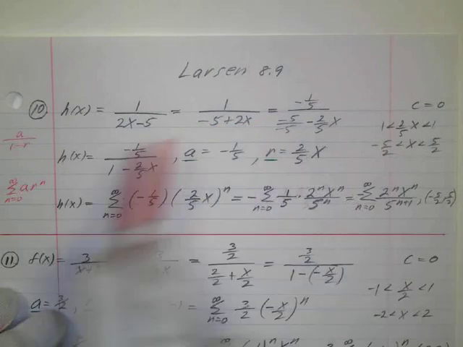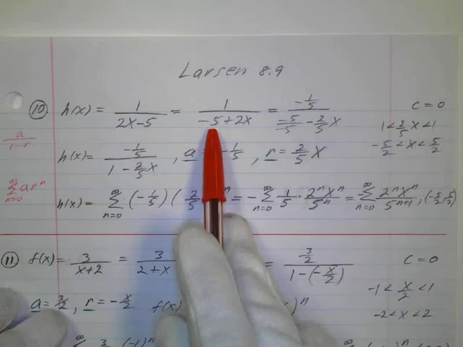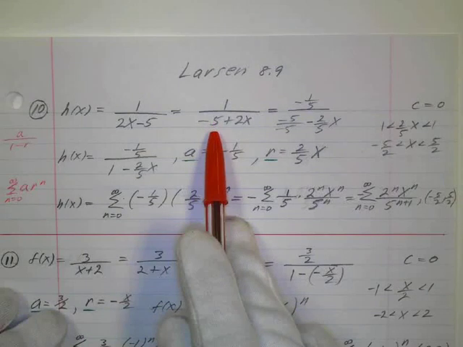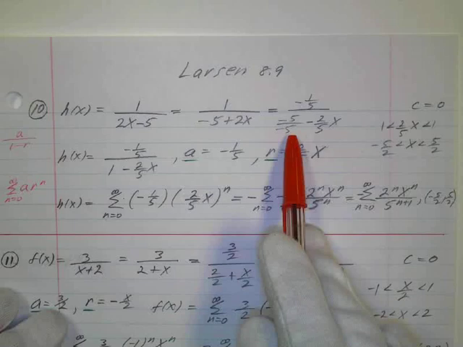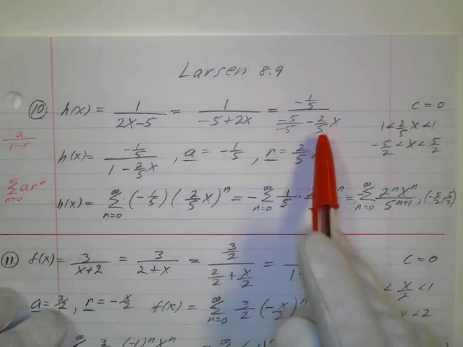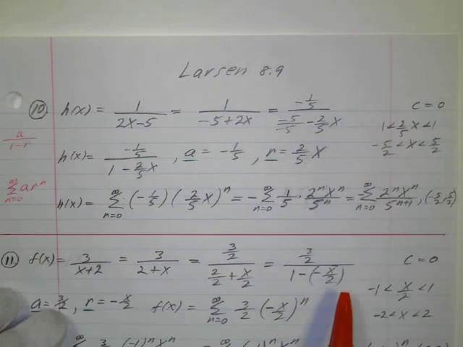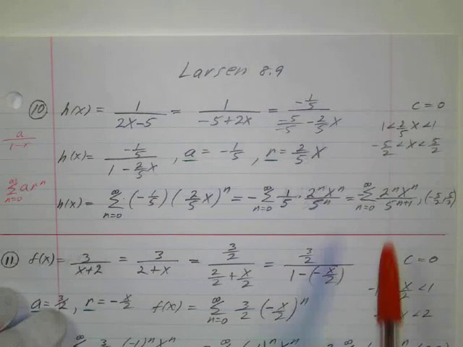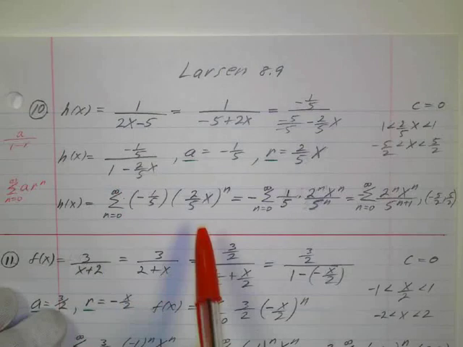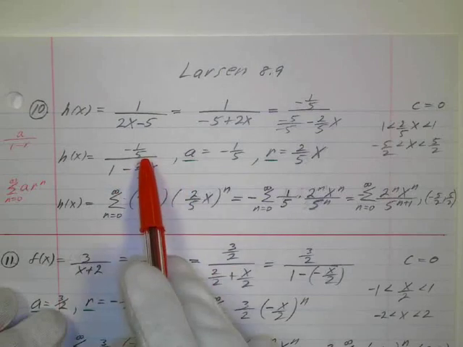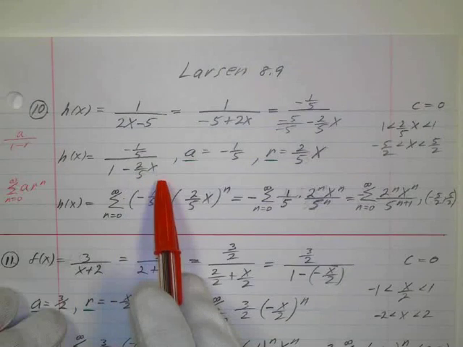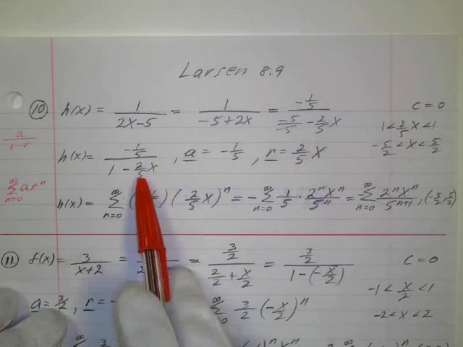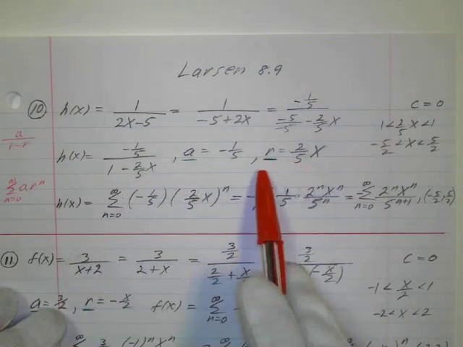But we need to make this a 1 so it's in the right form. So I'll divide everything by negative 5. So negative 1 over 5, negative 5 over negative 5, and 2 over negative 5, or negative 2 over 5. And this becomes a 1 now, so we can see we have this in our form. A is going to be negative 1 over 5, and this is negative r, so that's going to be negative 2/5 x, so 2/5 x is r.